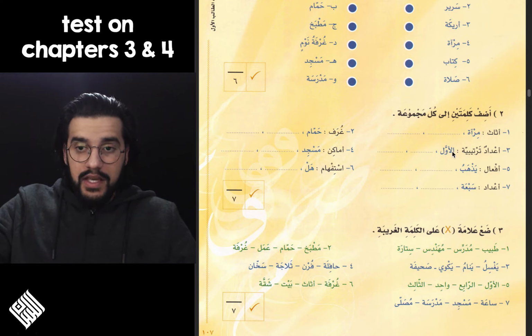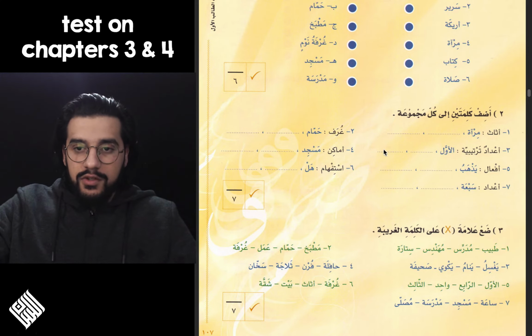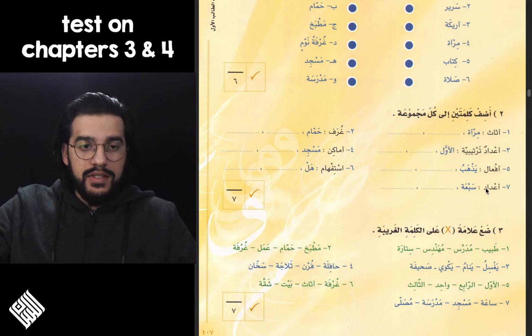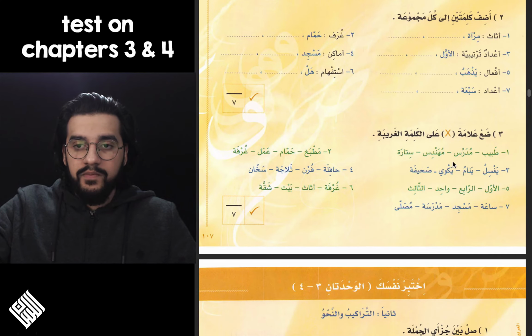A'dad tartibiyya, as in numbers, as in first, second, third, not 1, 2, 3, first, second, third. You add 2 more. You have amakin, places, add 2 more places here. Af'al, verbs. Istifham, question words, add 2 more here as well. And then numbers, just regular numbers. And then in the third question, you cross the odd one out, of course, simple.